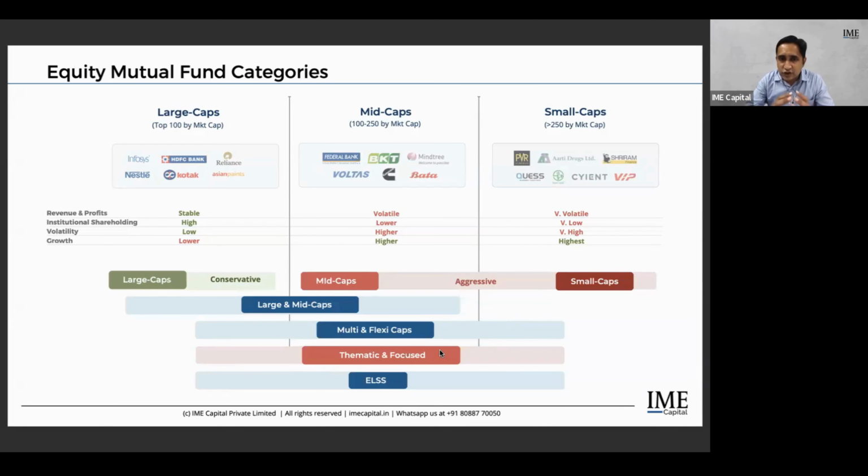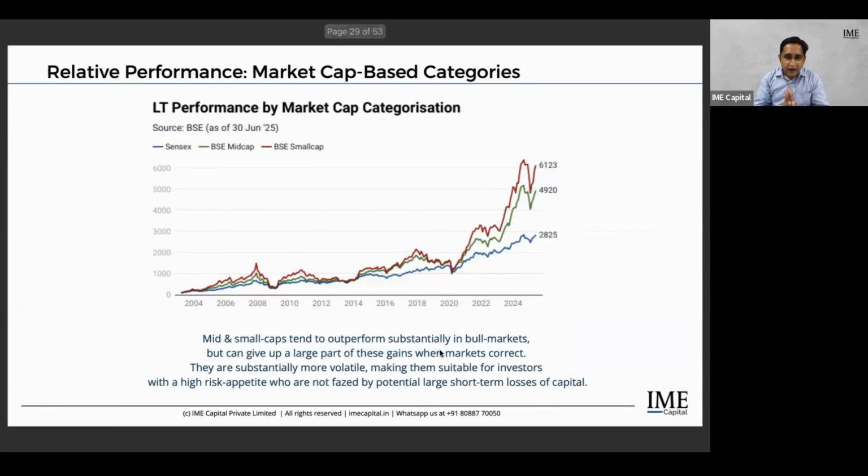Now, just to give you some context of this in terms of returns, what we have done is we've taken the relative performance of large, mid, and small over the last 25 years. Red is the small cap index, green is the mid cap index, and blue is the large cap index.